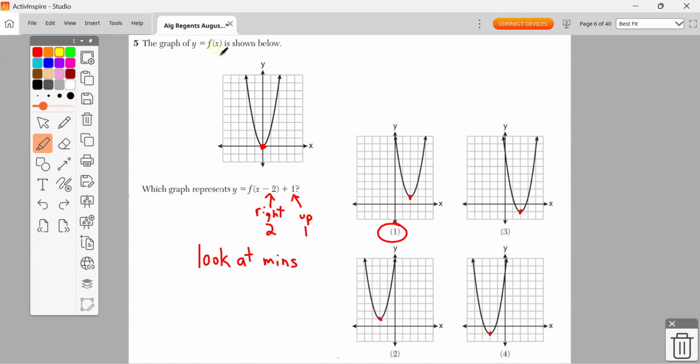So you could just graph this, which is really x squared, and then graph this and see how it changes. Or just type this right into your y equals. All right. Type in x minus 2. Oh no, that wouldn't work. Don't do that. We have to look at the mins. All right. We have to look at the mins going right 2 up 1. So look at the min, right 2 up 1. Look at the min. We went from our original.